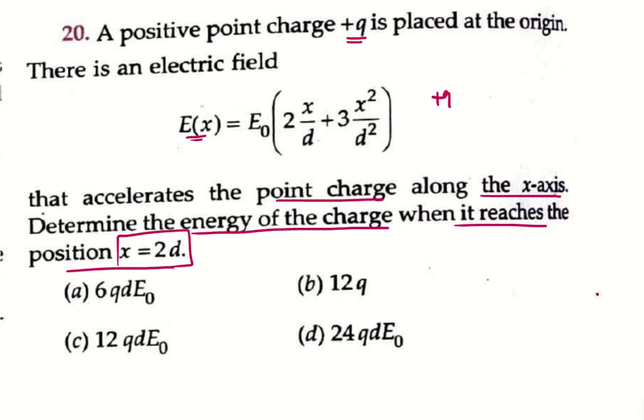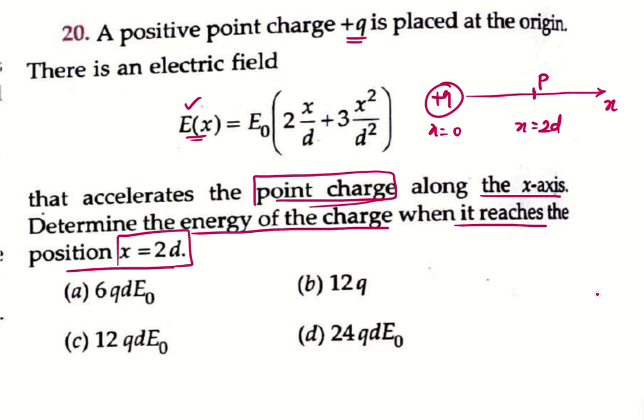So there's a point charge q and the electric field varies along the x-axis, and its function is given. Electric field as a function of x is given, and we have to find from x equals 0 to x equals 2d at this point P the energy of the charge. What will be the energy of the charge? It's like the work done by the electric force. Here it's the electric force of repulsion, maybe.